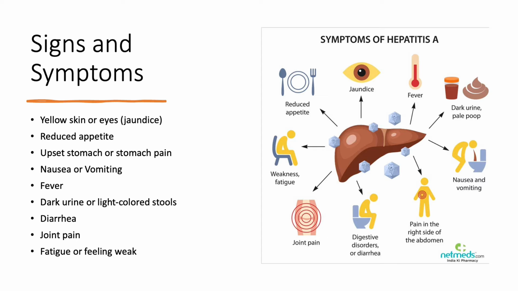These symptoms include yellow skin or eyes, also known as jaundice, reduced appetite, upset stomach or stomach pain, nausea or vomiting, fever, dark urine or light-colored stools, diarrhea, joint pain, fatigue, or feeling weak.